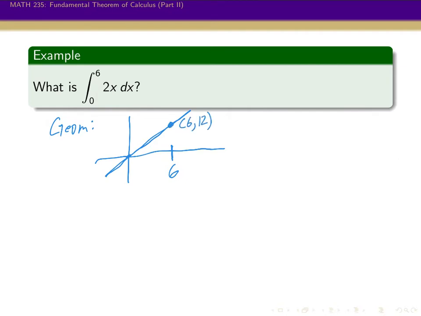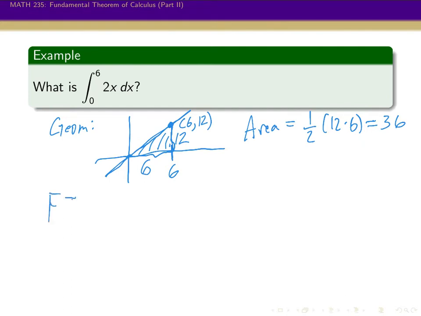And then this definite integral is giving us the value of the area of this triangle right here. And this triangle has base 6 and height 12. And so the area is equal to 1/2 times 12 times 6, which if you work this out is going to give you 36.